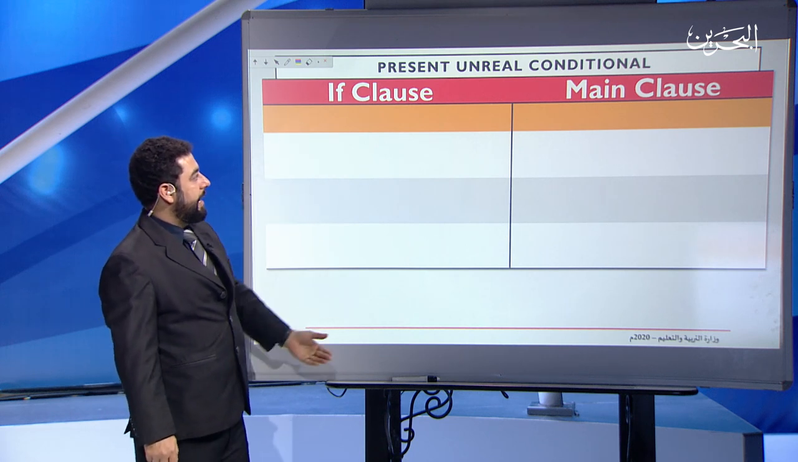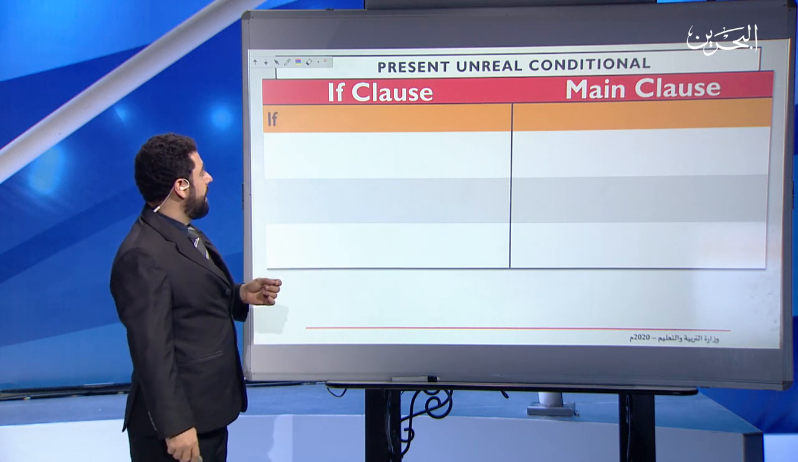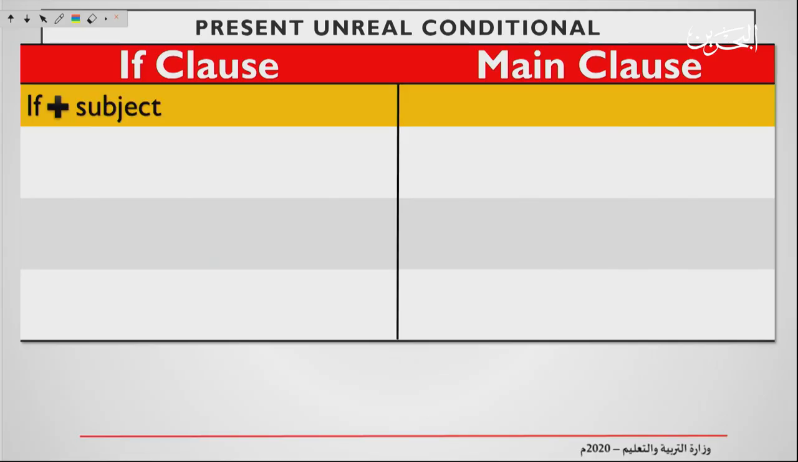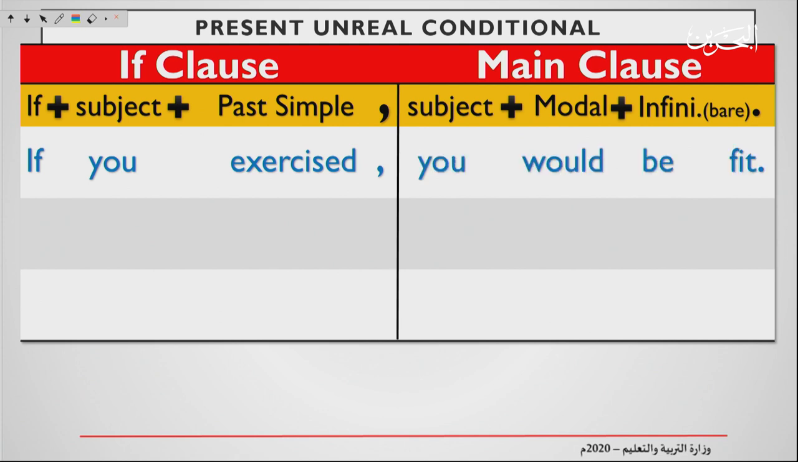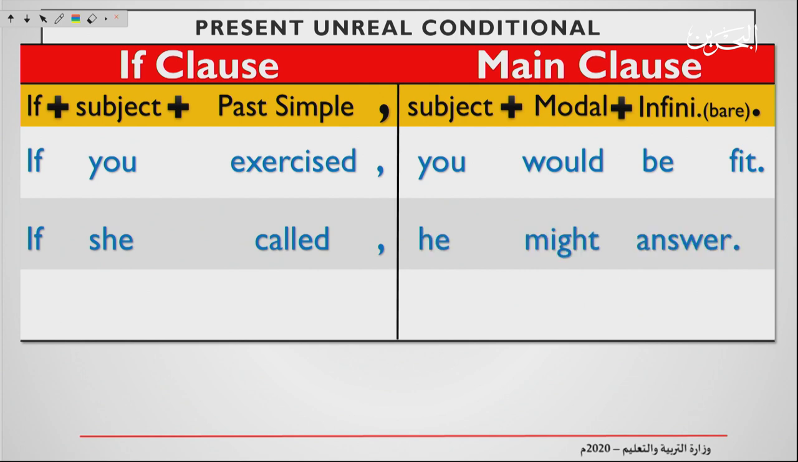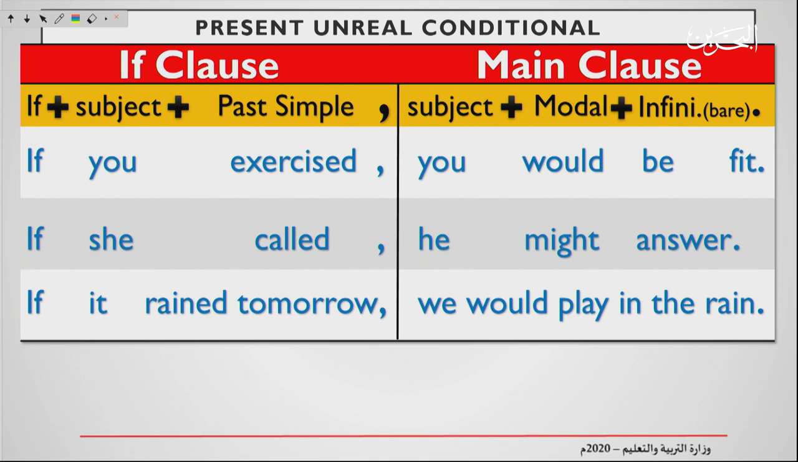If we have an if clause and a main clause, let me build that sentence. I start with if. And then add a subject, then add a past simple, then a comma. And then subject plus a modal plus an infinitive bare, which means a verb without to, and then a full stop. So, if you exercised, comma, you would be fit. Let me check another sentence. If she called, comma, he might answer. If it rained tomorrow, comma, we would play in the rain, full stop.